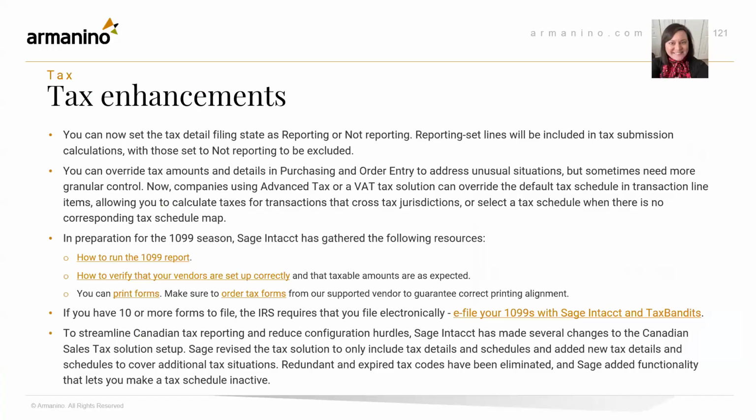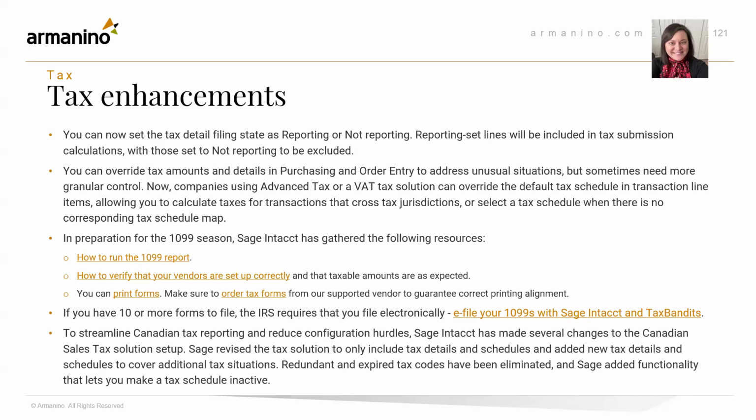Tax enhancements: you can set tax detail filing state as reporting or not reporting. You can also override tax amounts and details in purchasing and order entry to address some unusual situations. And when you need more granular control, you can override the tax schedule in transaction line items, allowing you to calculate taxes for transactions that may cross tax jurisdictions or have other issues, like not having a corresponding tax schedule map.